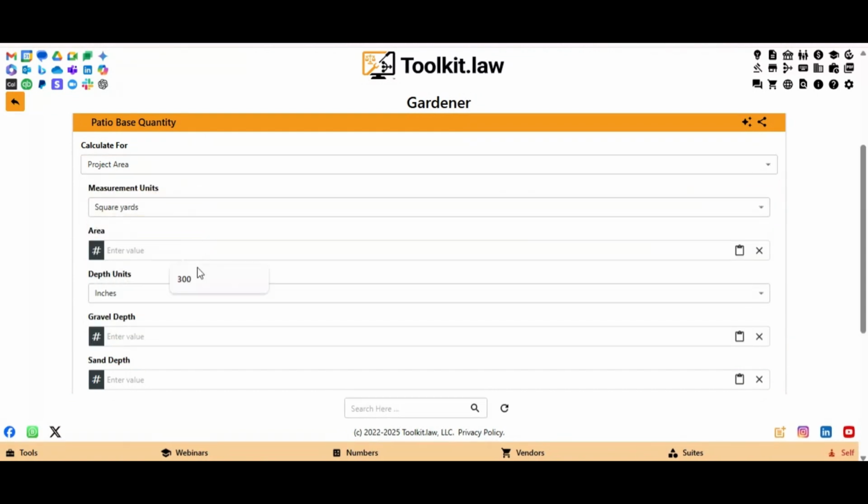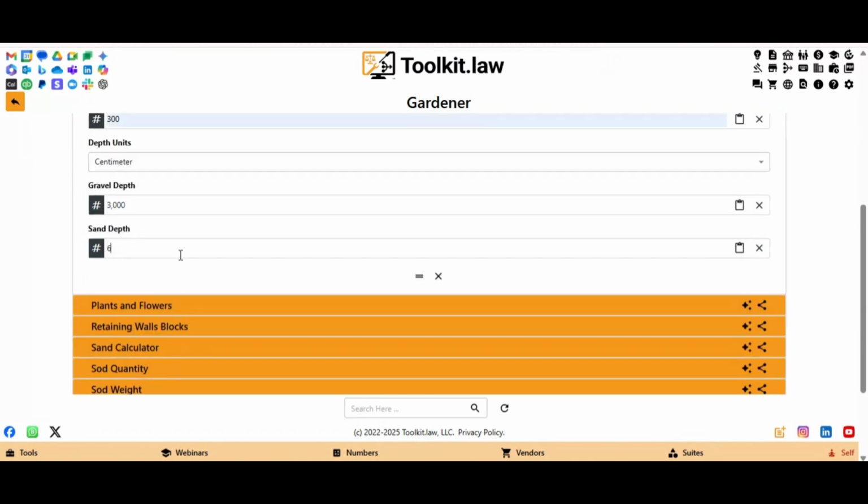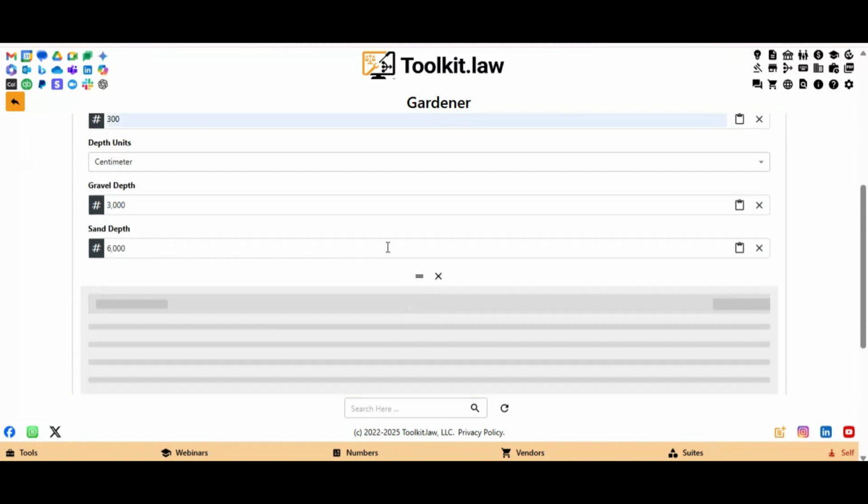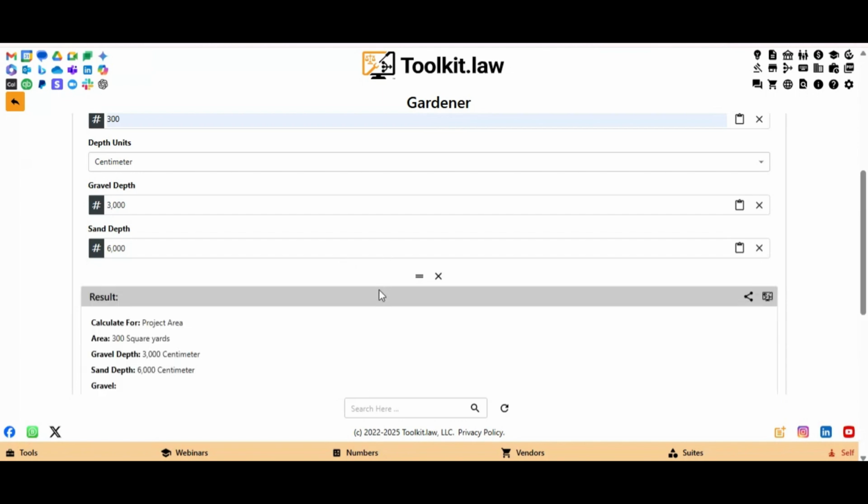equals icon. Instantly, you'll see the exact amount of gravel and sand required for your patio base. Use the clear icon to reset or the share icon to send results to your team.